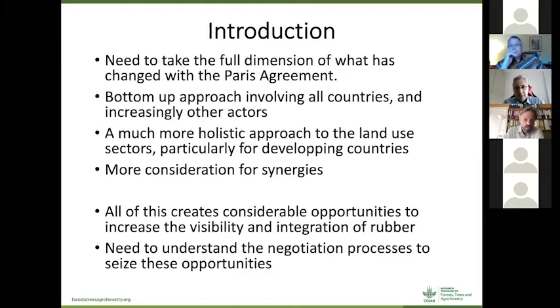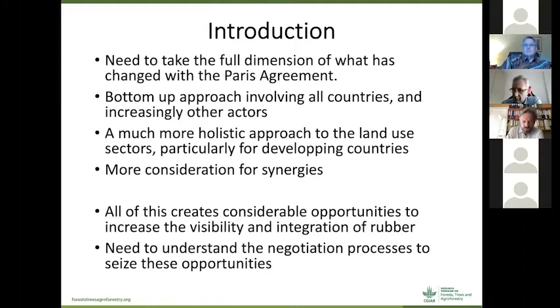So there is something that has changed in 2015 with the Paris Agreement. Of course, REDD+ is still there from the forester perspective, but we really need to take the full dimension of what has changed with the Paris Agreement. There is first a bottom-up approach that involves all countries and increasingly involves other actors. There's also a much more holistic approach to the land use sectors, particularly for developing countries, and there is more consideration for synergies. And all of this creates considerable opportunities to increase the visibility and the integration of rubber.